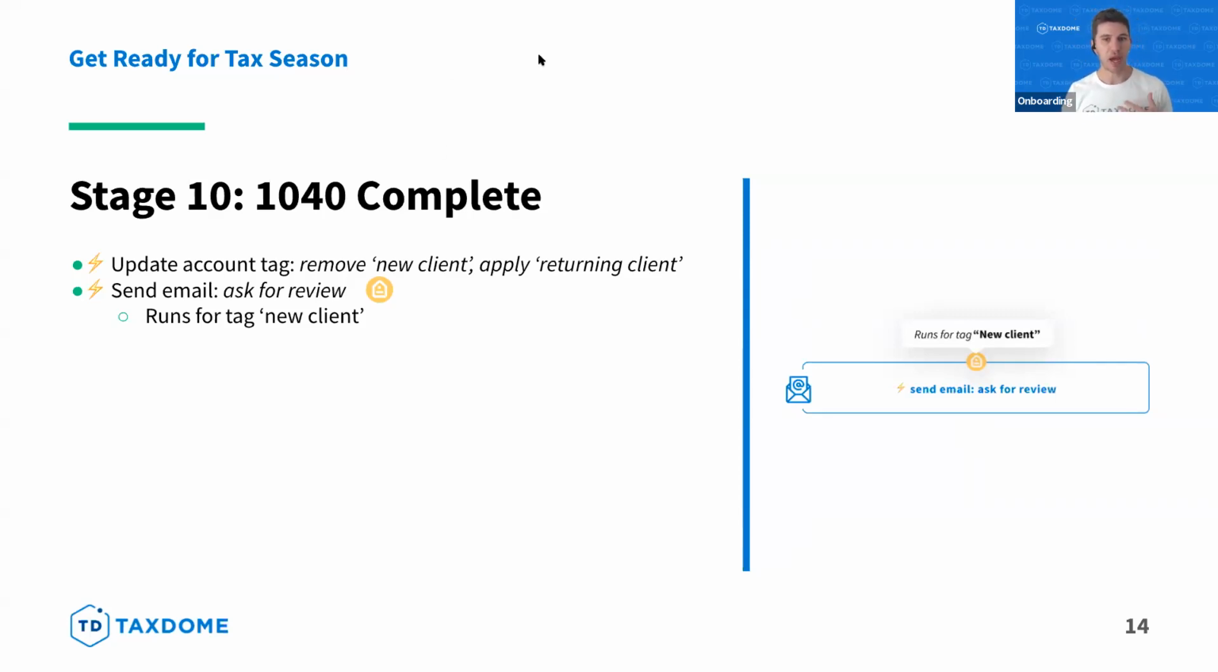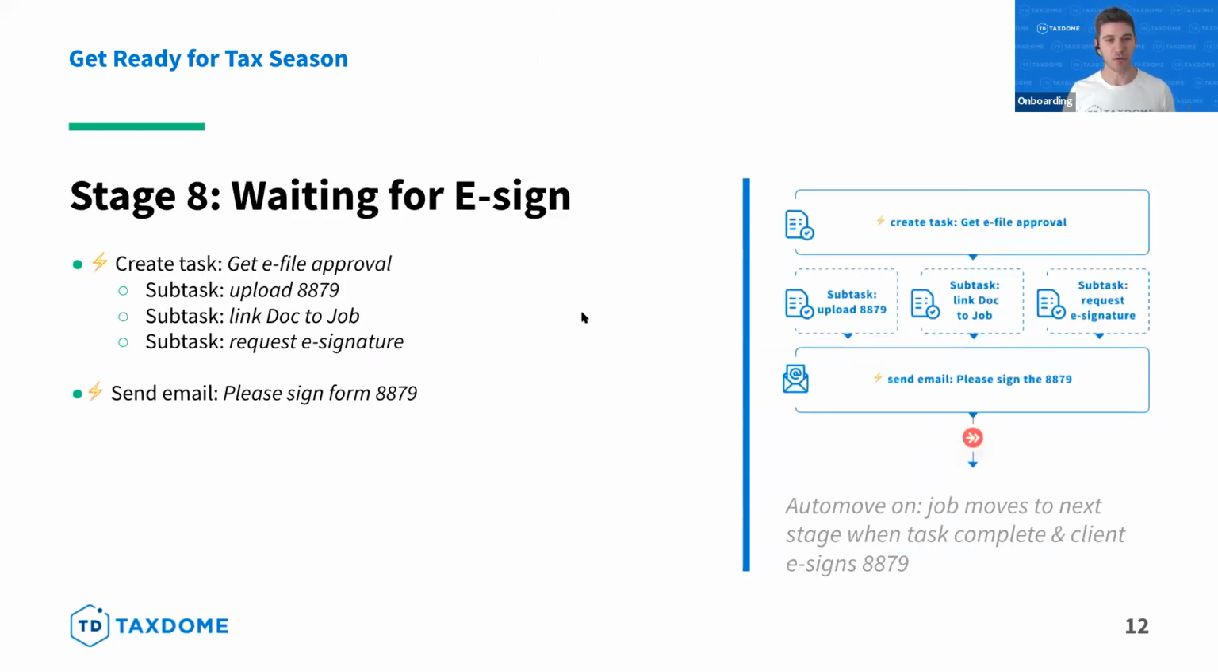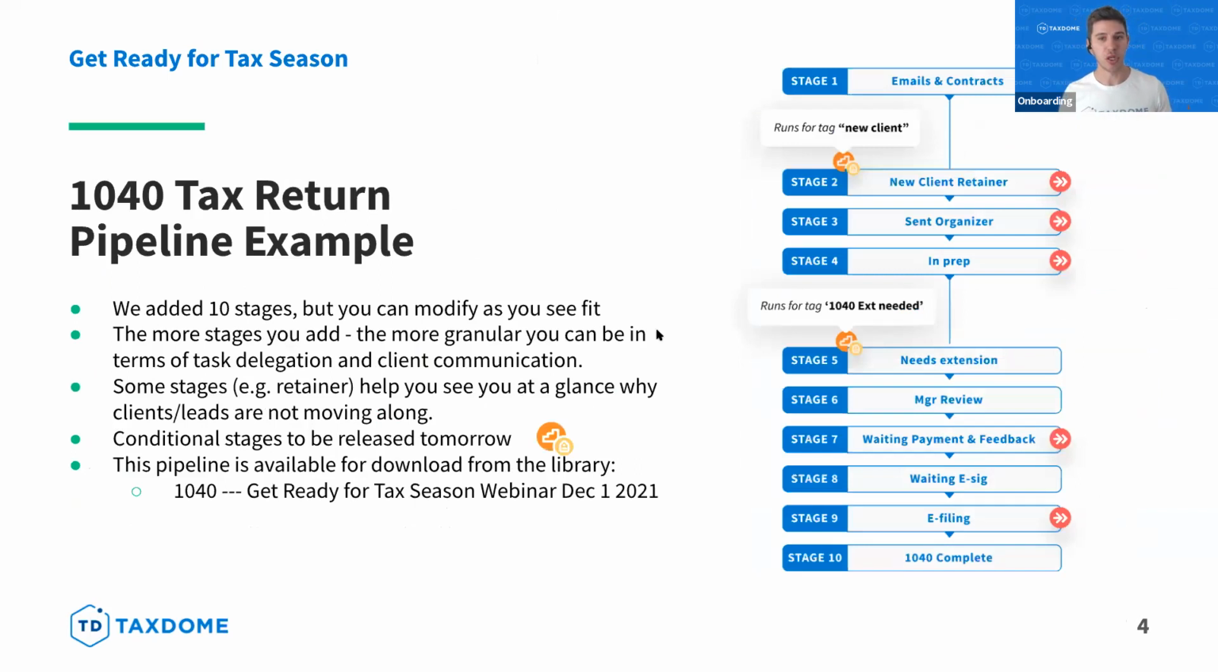We wanted to go over how we see this and the flexibility within the automations. The next thing we want to cover is how to start those jobs. Everything we talked about so far is once the job is started, it enters your pipeline. Once the job is started, it's going to go to stage 1, email and contracts. Once they sign the contract, it's going to go to retainer, only for new clients. Once they pay the invoice, they're going to be sent an organizer.